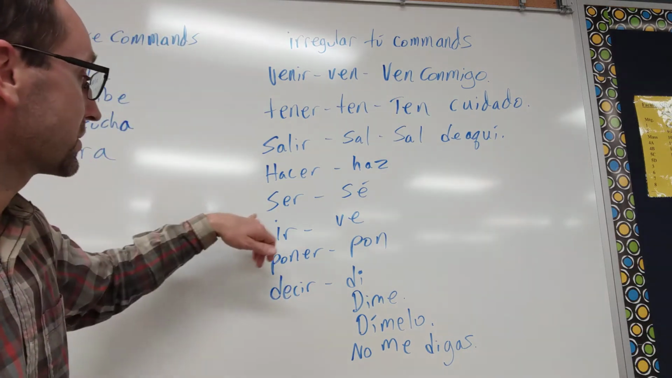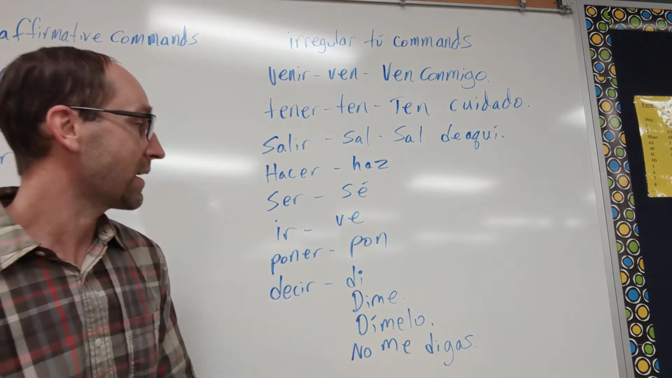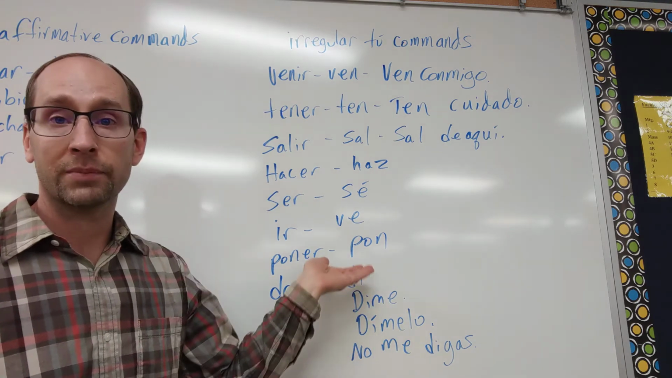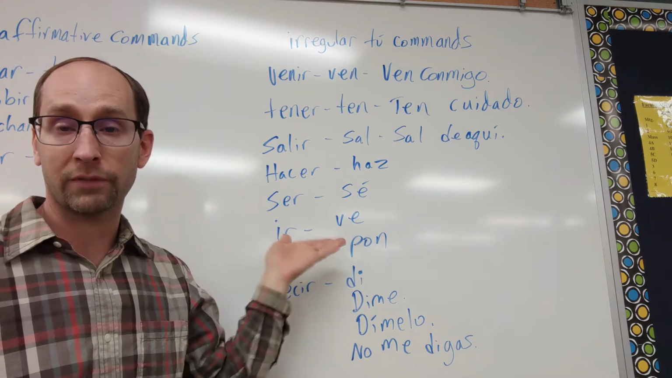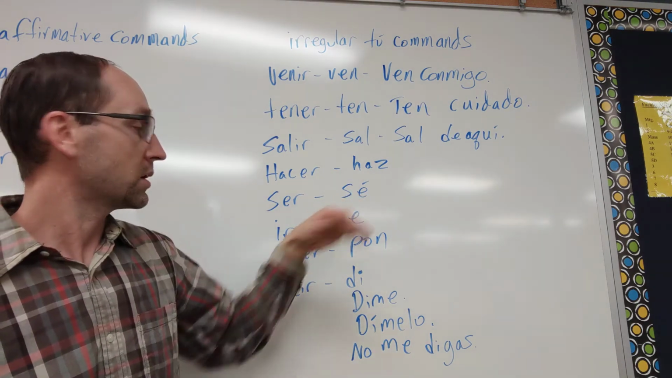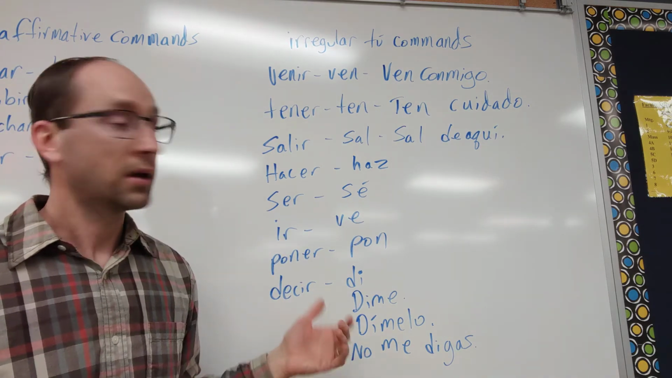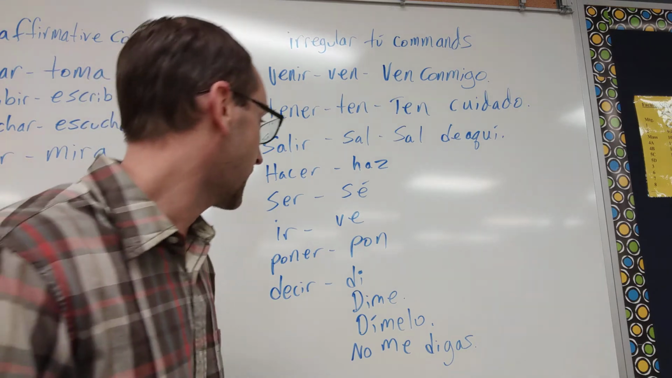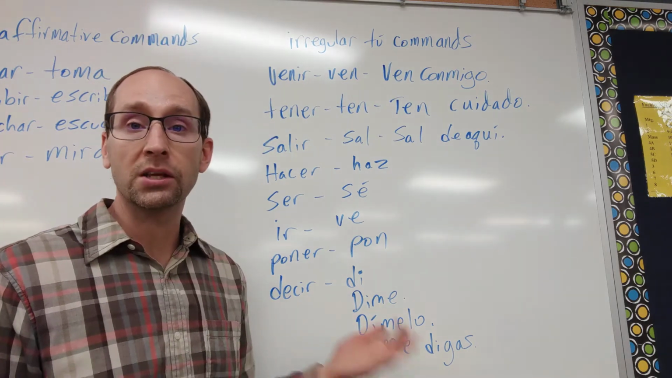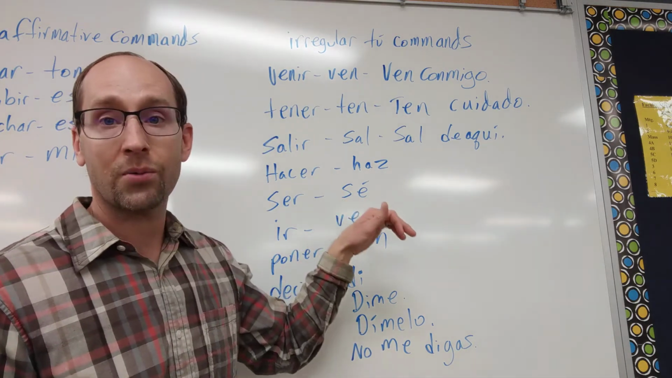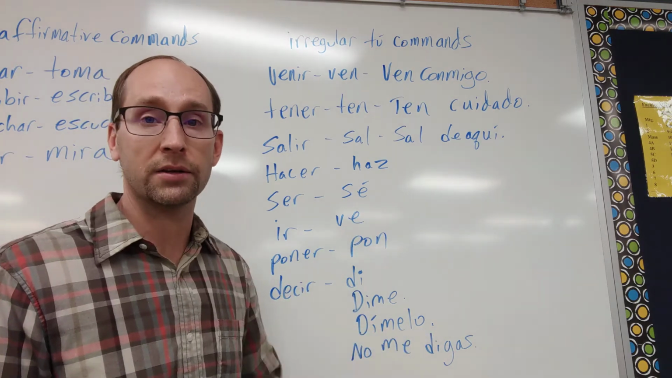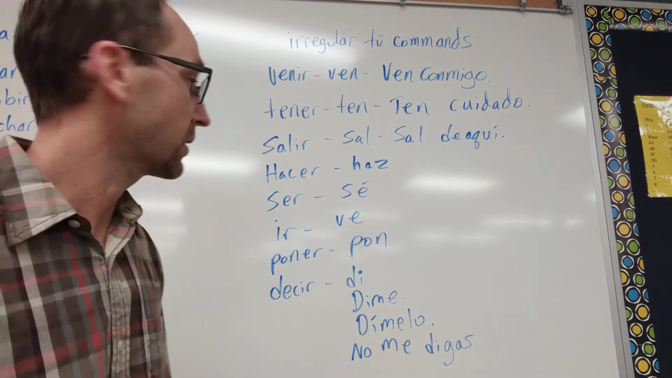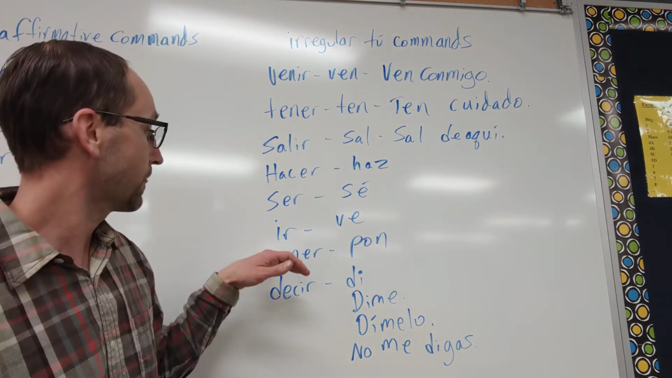Some other irregular ones: ser goes to sé, S-E with an accent. Sometimes S-E with an accent, if it were coming from saber, could be yo sé, I know, but here it's a little bit different, it's be. One of the examples we looked at in class today was an advertisement for teeth whitening, and it was sé radiante. It was like be radiant, or have shiny teeth, with this tooth polish advertisement.